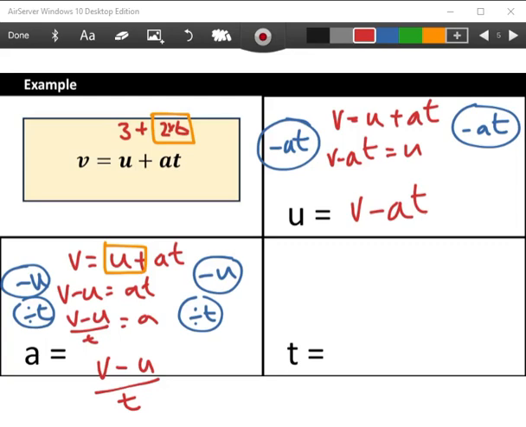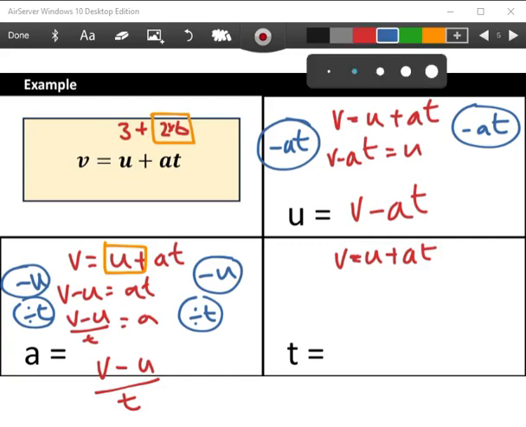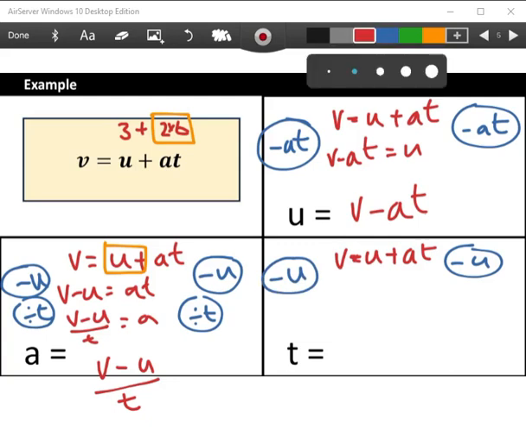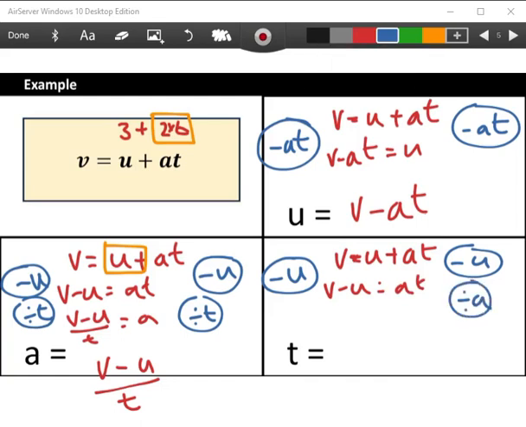We'll do a similar thing with this one. So v equals u plus a t. And we'll start off quite quickly, very similar to the last one. Minus u from both sides to get balanced. Now I'm not going to divide by t this time. I'm going to divide by a, because I want to get rid of the a. That leaves me with v minus u over a.